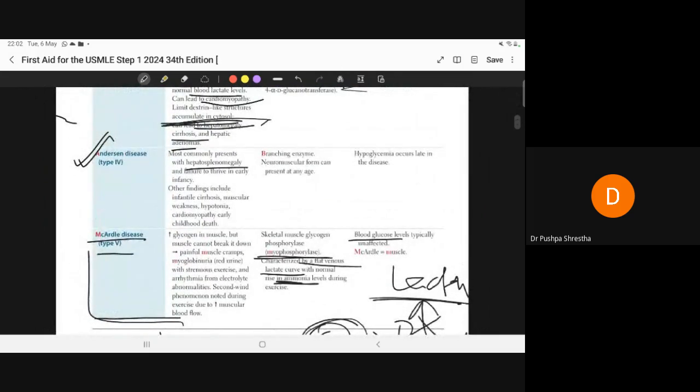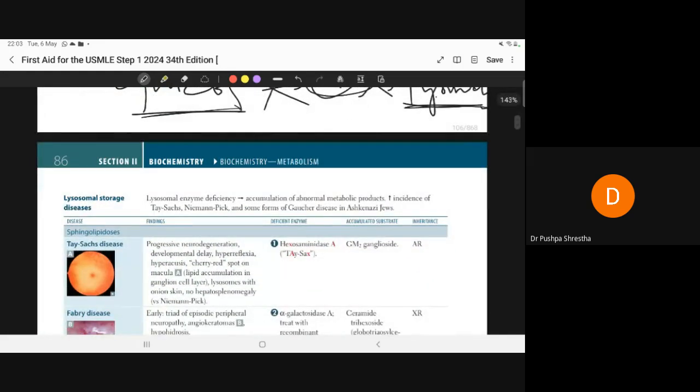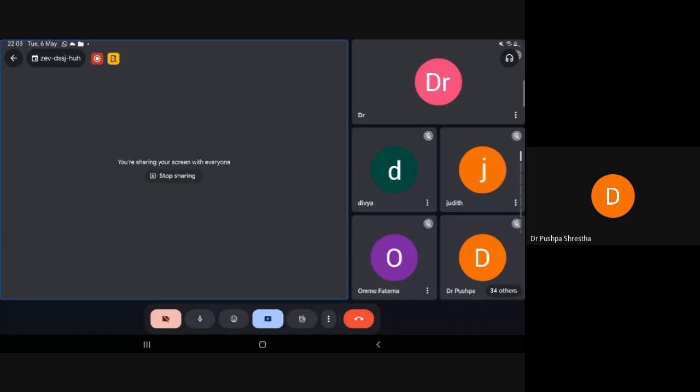So hepatosplenomegaly, failure to thrive, and you see cirrhosis, weakness, hypotonia, cardiomyopathy, and childhood death is also there. You also have some neuromuscular symptoms, and hypoglycemia can be there if the disease is very advanced and late. That's the whole thing that you have to remember. Okay, so I believe we are very clear on these glycogen storage diseases. If someone has any question, they can ask.